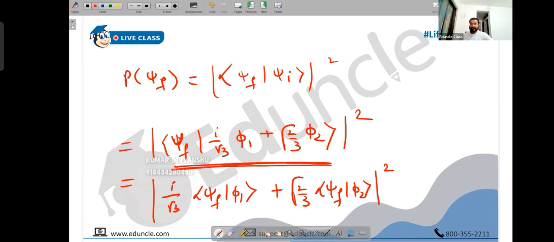By the way, this is the property that we learned in the first chapter, if you remember, where we learned psi 1 into A phi 1 plus B phi 2, the distribution. That's what you're applying. You can throw A outside and you can throw B outside while splitting. Okay. And they have given you these values.